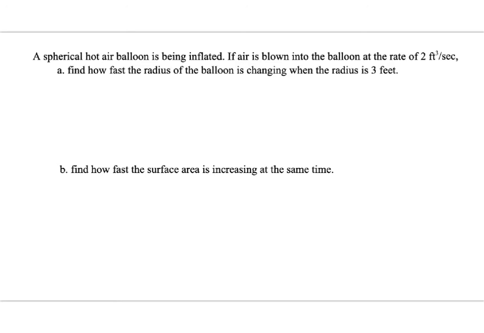For the next problem, we've got a spherical hot air balloon. Air is being blown to the volume at a rate of 2 feet cubed per second, so that's dV/dt. I almost screwed that one up. dV/dt is 2 feet cubed per second. Find how fast the radius of the balloon is changing when the radius is 3 feet. So we've got r is equal to 3. Sphere volume, I'm going to say volume is equal to 4/3 pi r cubed.